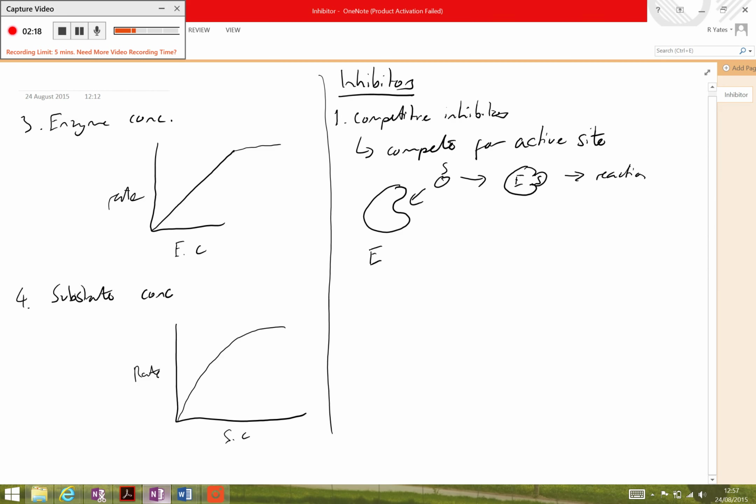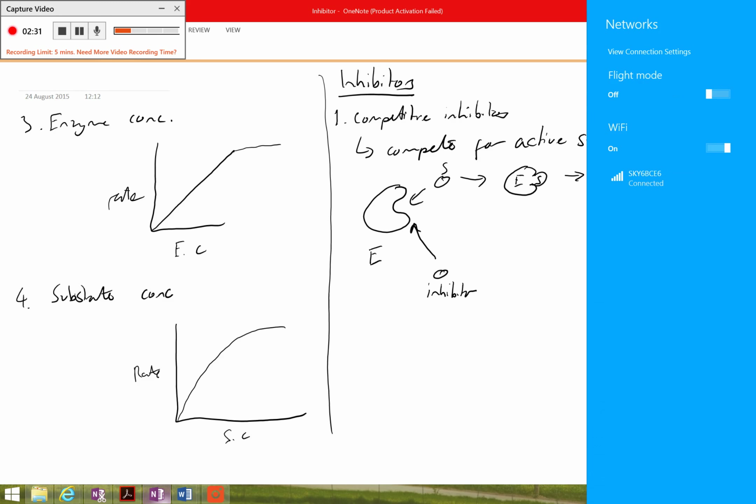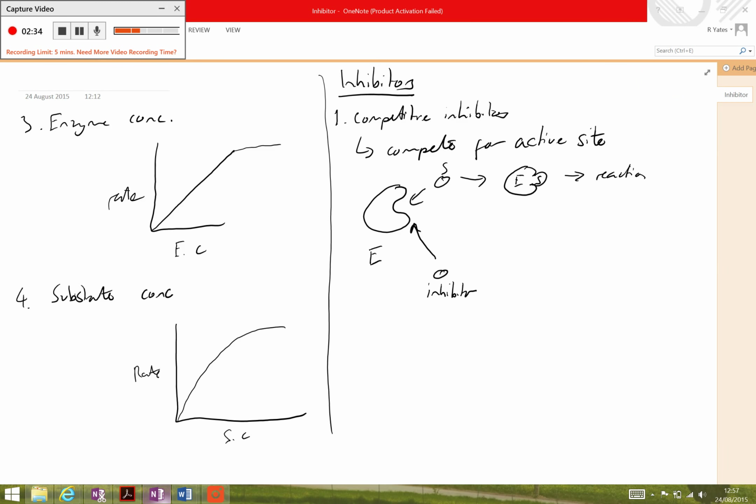Okay, substrate. An inhibitor can bind in there as well. So that's the inhibitor, and that's essentially the same shape as the substrate. If that happens, you will get an enzyme-inhibitor complex. So there's your enzyme, there's your inhibitor, and you'll get an enzyme-inhibitor complex, and there will be essentially no reaction. So your rate of reaction will slow down if that is in there.